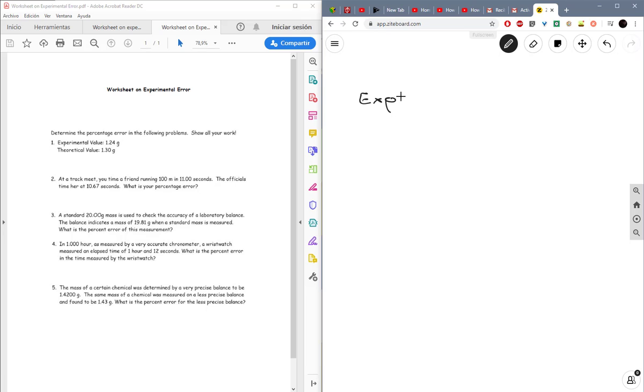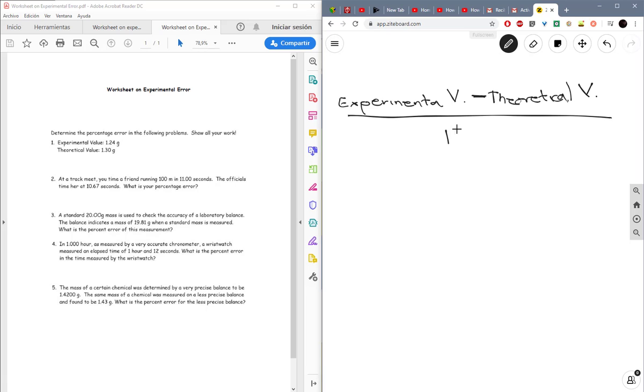Experimental value, I am going to use only the V, minus theoretical value, sorry, I need to make it smaller, divided by the theoretical value, times 100.